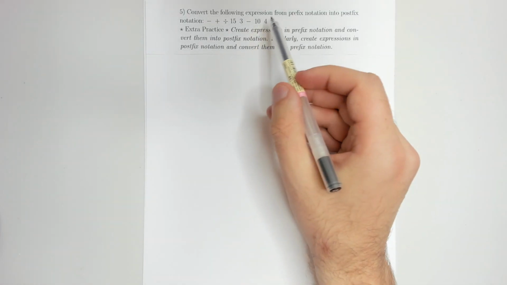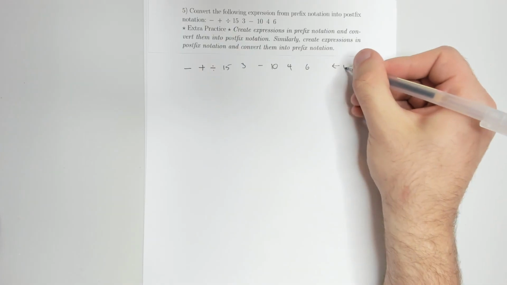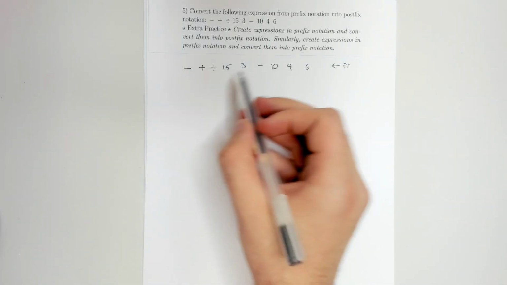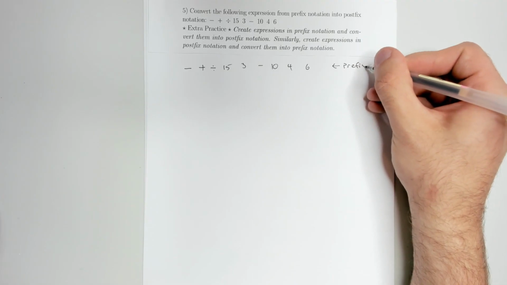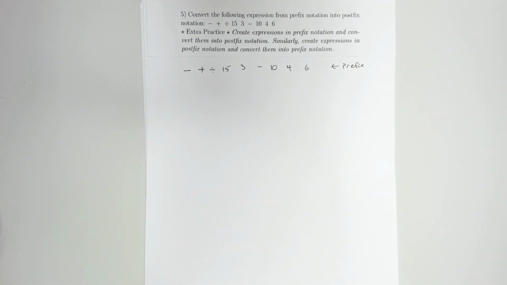Okay, so question 5 asks us to convert the expression from prefix into postfix notation. So now we're not going from prefix to infix or postfix to infix or vice versa. We're going straight from prefix into postfix. So this is starting in prefix notation, right? The operations are all written to the left of the operands that they are being applied to. So how do we put this into postfix?